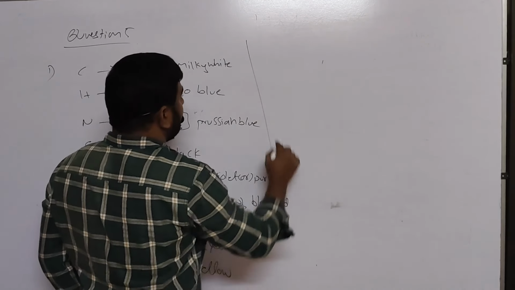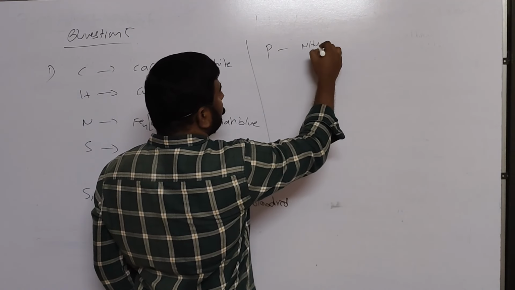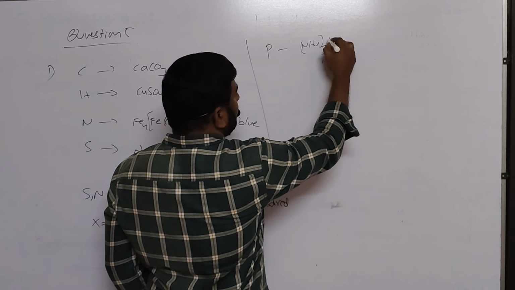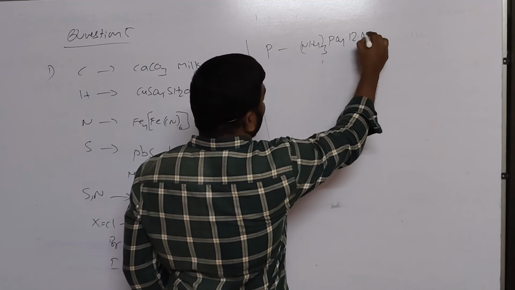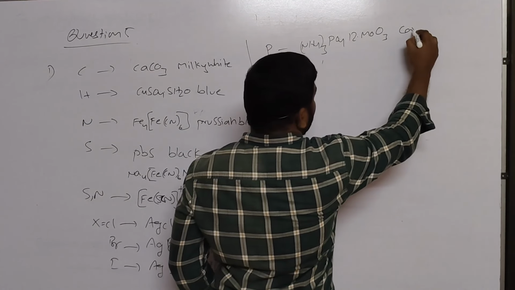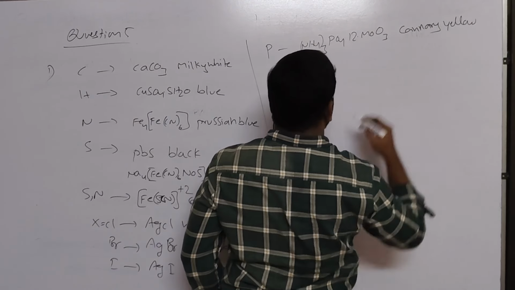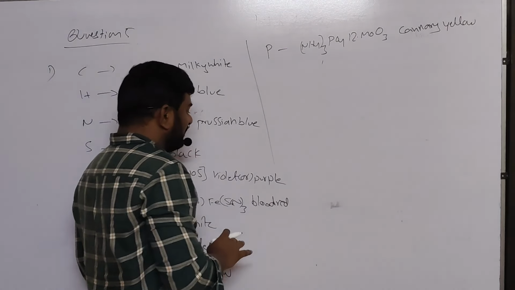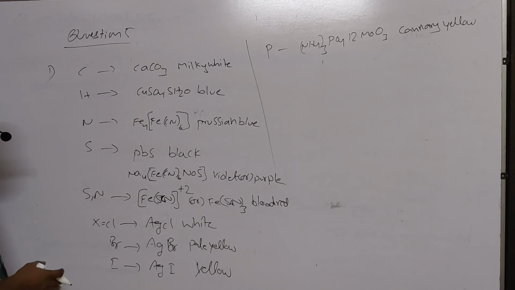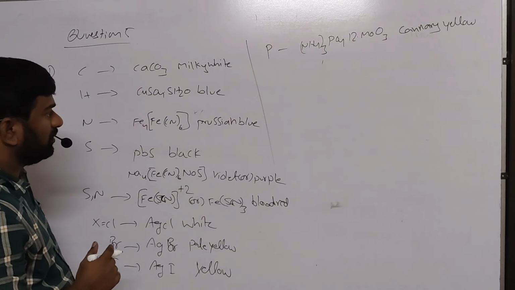If phosphorus is present, then what is the composition? (NH4)3PO4·12MoO3, ammonium phosphomolybdate. What is the color? Canary yellow color. So in this way, by knowing these compounds' compositions, we can identify which element is present in the given organic compound.